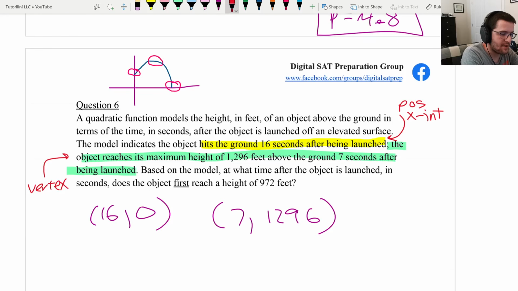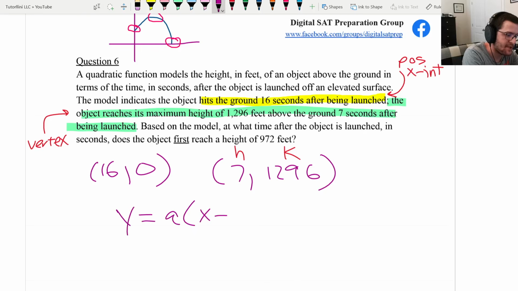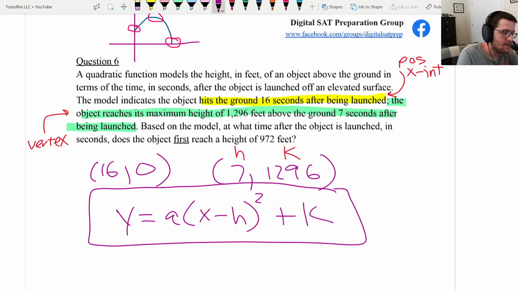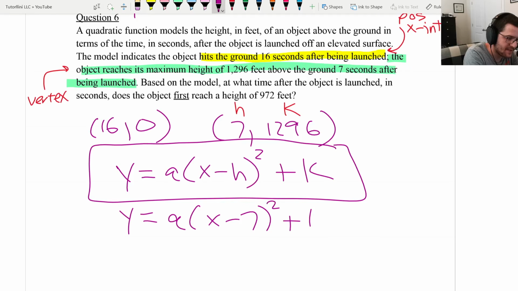And the vertex, we call the coordinates h and k. And whenever we have the vertex of a quadratic, we probably want to use vertex form. So we're going to use vertex form, y equals a times x minus h squared plus k. This is not on the reference sheet. You got to have it memorized. So we plug in h and k. We don't know what a is. y equals a times x minus 7 squared plus 1296.